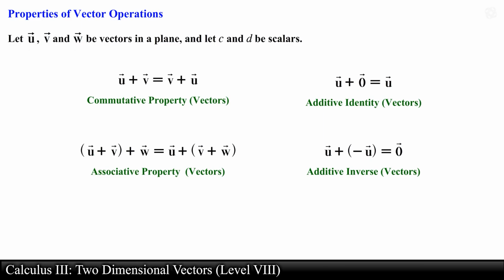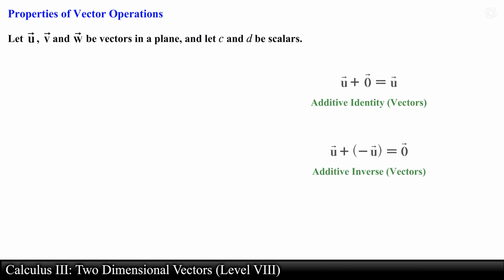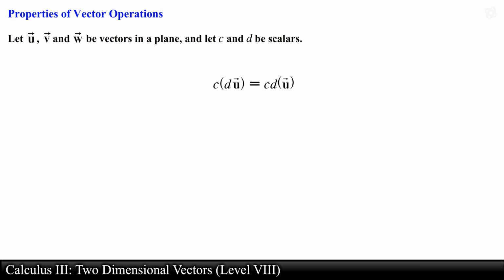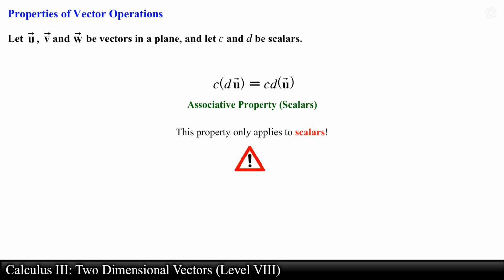Now let's take a look at vector properties that involve both scalars and vectors. Scalar c times scalar d times vector u is equivalent to the product of scalar c and d times vector u. Notice that the scalars are following the associative property of multiplication. In a later video, we will learn about vector multiplication. For now, keep in mind that this property only applies to scalars. I repeat, do not confuse it with vector multiplication, which is a totally different concept from scalar multiplication.